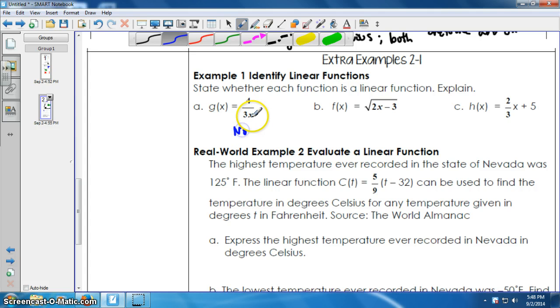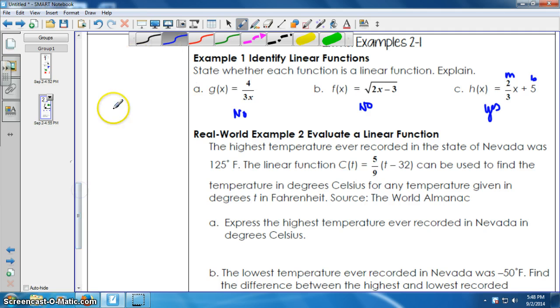Number 1 is no. You cannot have the x in the denominator spot. B is no. You cannot do the square root of x for it to be a linear function. You have to have a slope next to your x, an m and a b. So here's my slope, my m. Here's my b there for beginning. So this is a yes, it is a linear function. So it's got to be in that y equals mx plus b form, where you have your slope and then you have your y-intercept where you're starting.